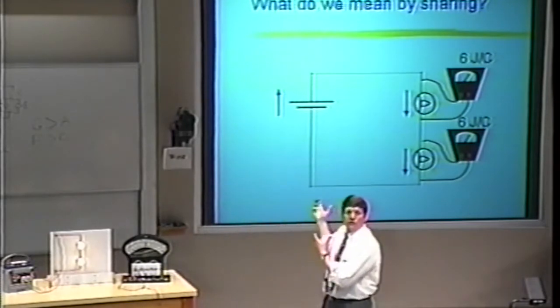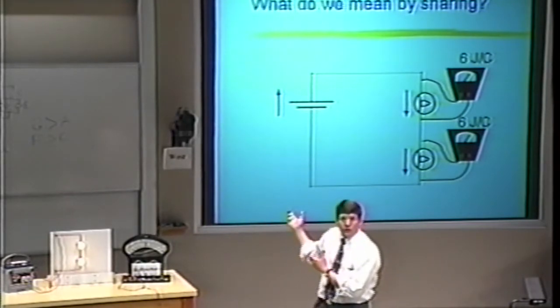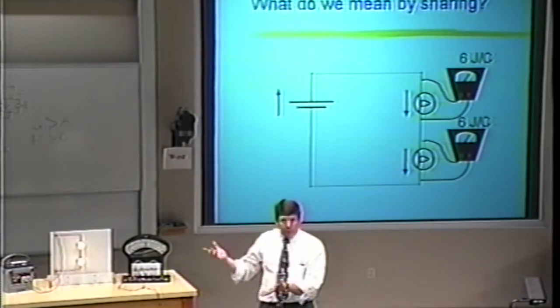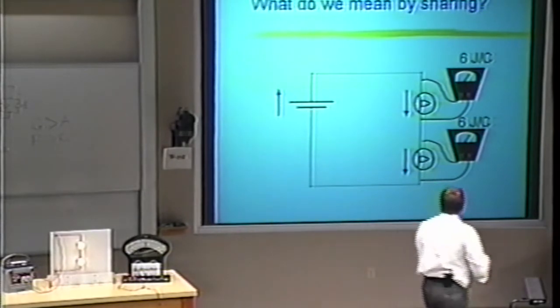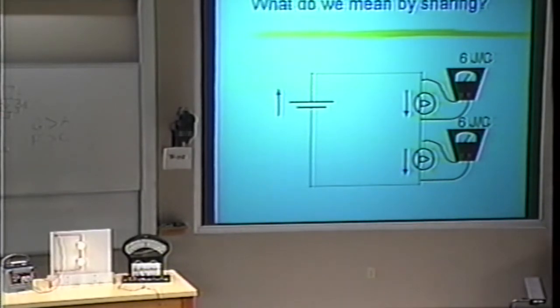How do these bulbs share the voltage, the 12 volts of the battery? Like a pie, they split it. Okay? They split it. Six and six. Check that your neighbor's on the bus. We'd hate to lose a neighbor.